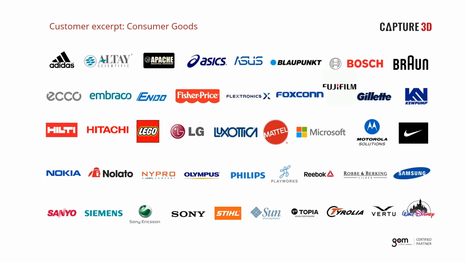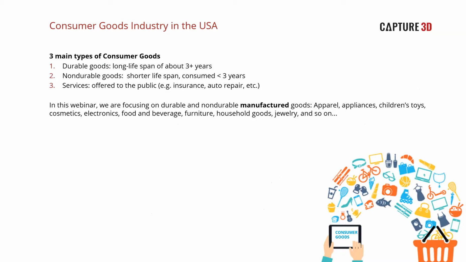Usually, our customers are about 35% aerospace and power generation, 35% automotive, and the remaining broken up between medical and consumer goods. But in the past years, we have seen a tremendous growth in the consumer goods sector, from appliances to high-tech electronics, and even video game development. The consumer goods sector has three main types, and we'll be focusing on the durable and non-durable goods.